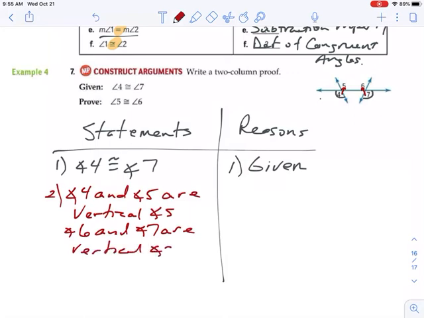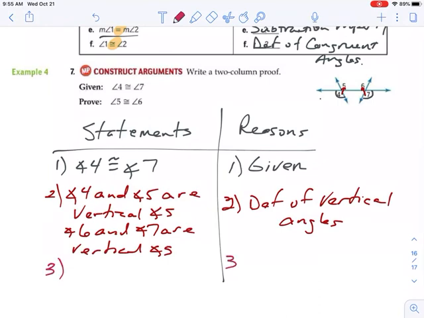Reason: that is the definition of vertical angles. Hopefully as you're going through, you're going to notice the importance of vocabulary. The definition of vertical angles, from back in chapter 1, is 2 angles formed by intersecting lines. That was the definition of vertical angles that we knew and loved then, and it's still the same.